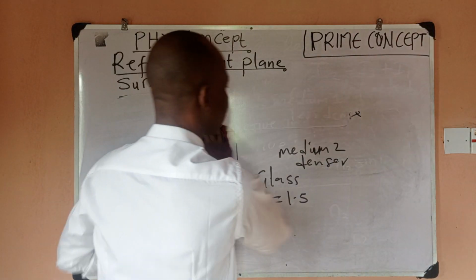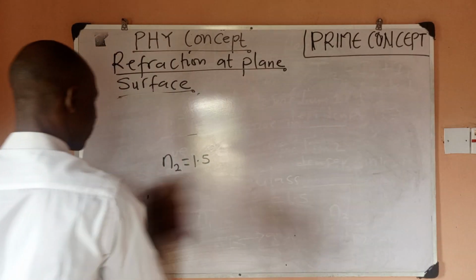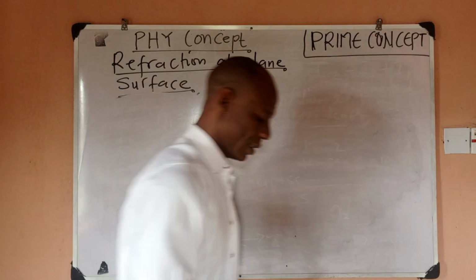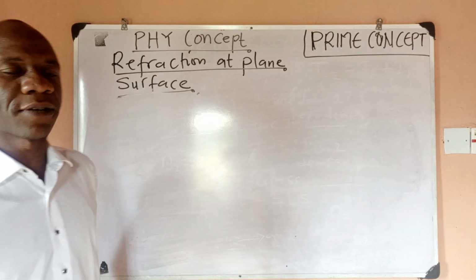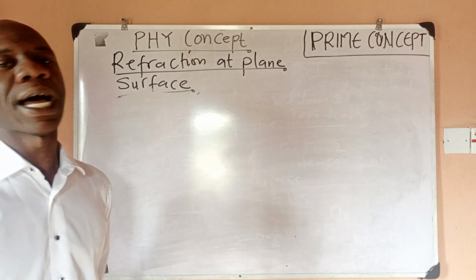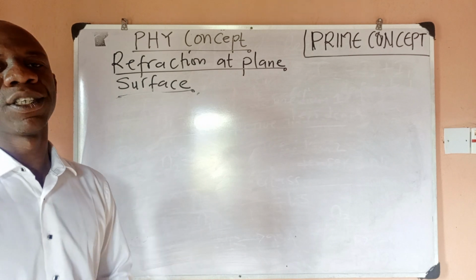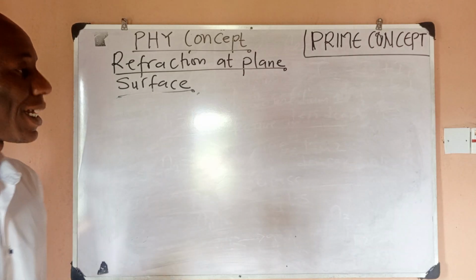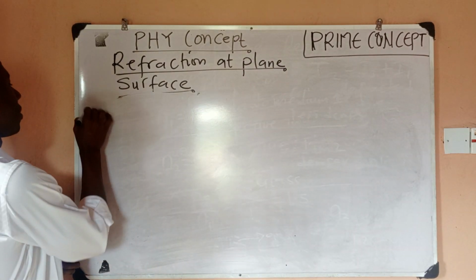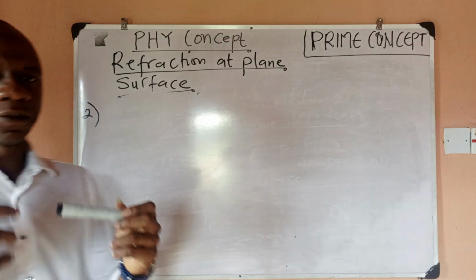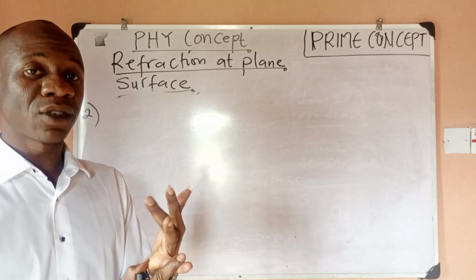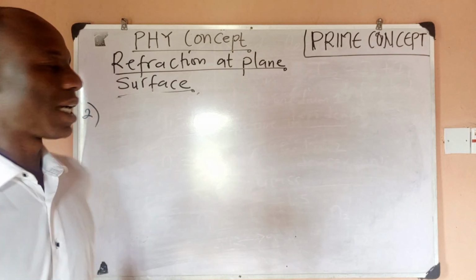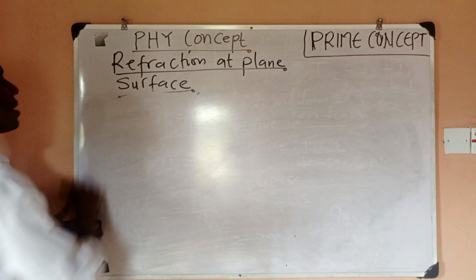Now let's get to the next point. The next thing we want to really understand is refractive index is not only defined as the ratio of sine I to sine R. That is one definition of refractive index. We have other definitions. Number 1 is that refractive index can be obtained from Snell's law, which is the ratio of sine I to sine R. That's the first way to obtain refractive index.